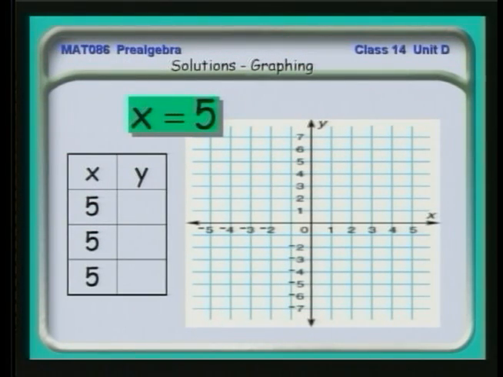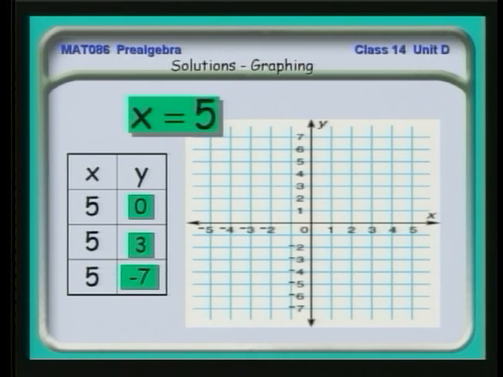Here's one that looks really weird. What about the equation x equals 5? What about the values of y? The point is, since y is not mentioned here, the only thing we need to do, according to this equation, is keep x equal to 5. Y could be anything we want it to be. For example, y could be 0. Doesn't matter, there's no restriction on y. Y could be 3. Y could be minus 7. It doesn't make any difference.